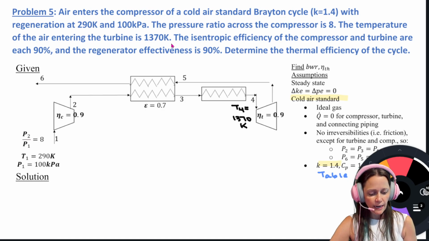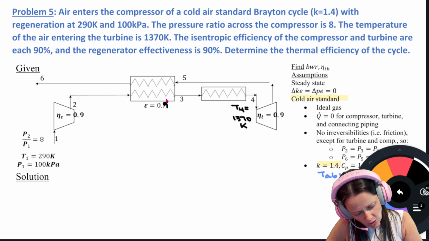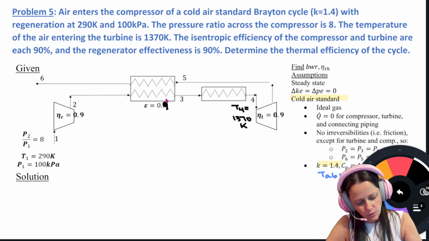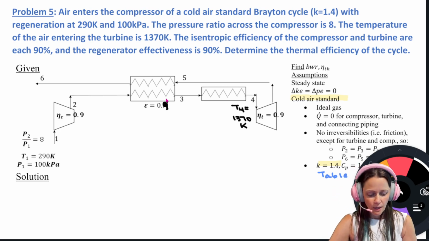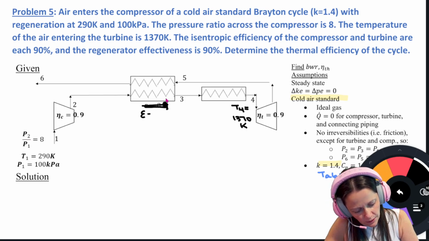And then we're given an isentropic efficiency of the compressor and the turbine. They're each 90%, and then the regenerator effectiveness is 90%, and that should have been on the figure. It says 0.7, but really let's change that to 0.9. So 90%, 0.9. Let me make that a little bit more clear.